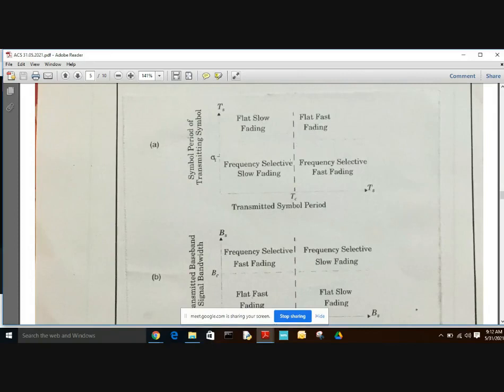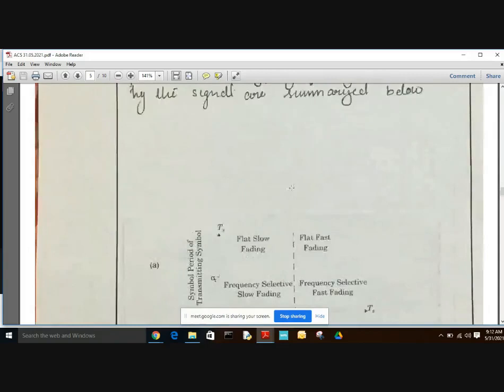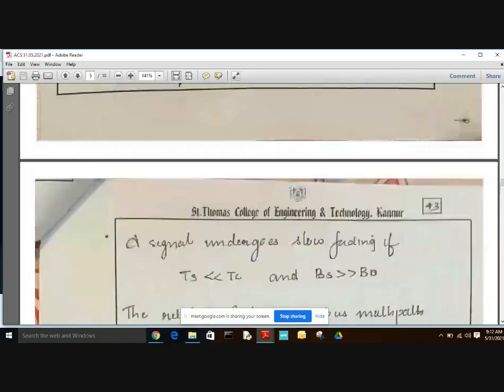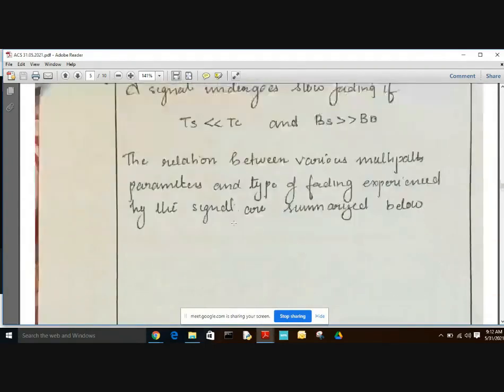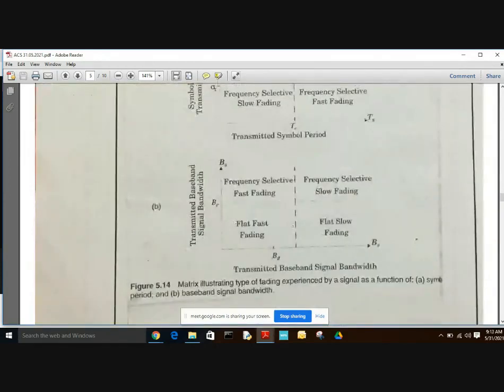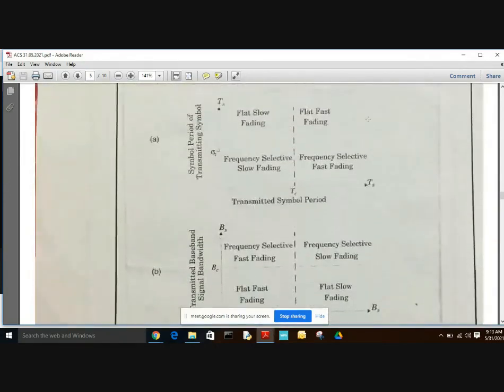Now we will discuss fast fading and slow fading, that is based on the Doppler shift or the Doppler spread. Based on this Doppler spread, we have two categories, that is Ts and Tc, and Bs and Bd. Now we can consider a new axis Ts which has a value Tc. When this Ts is greater than this Tc, we have fast fading. So this region is fast fading.